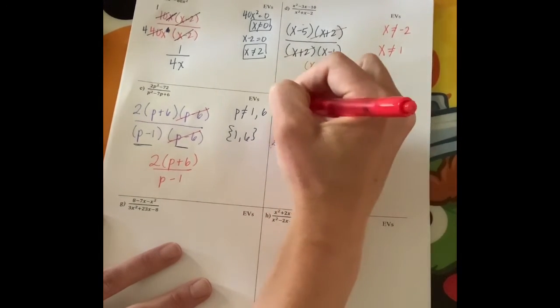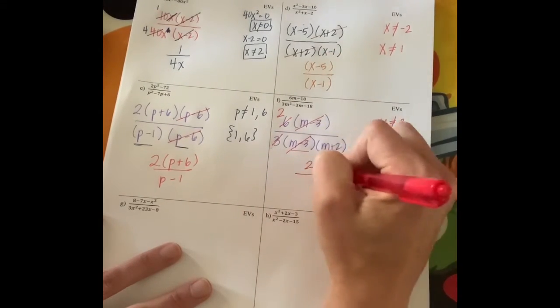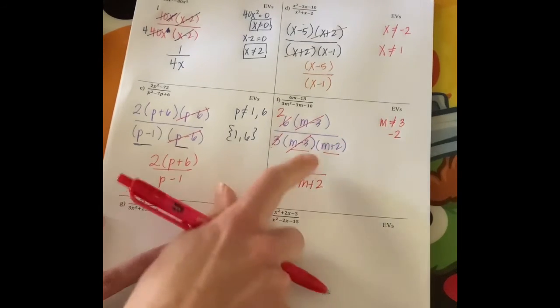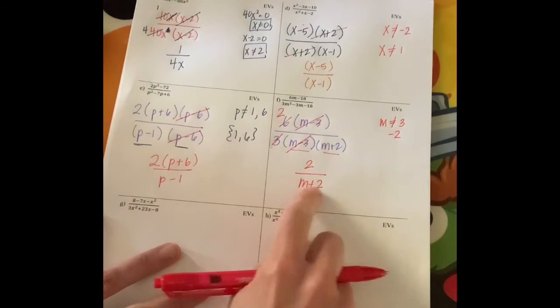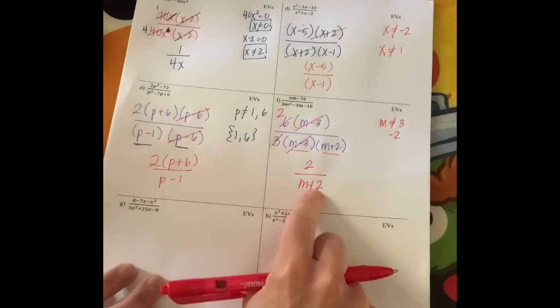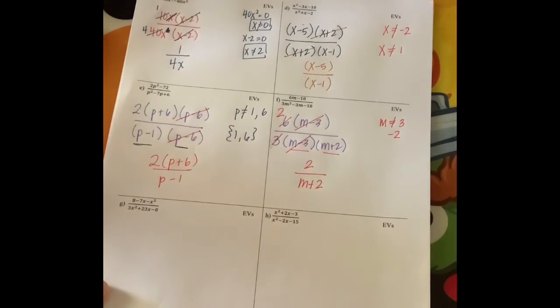6 and 3 are both divisible by 3. So that would become 2 on top by itself over m plus 2. These two can't cancel because this 2 is technically kind of married to this m, is kind of how I think of it. So this m plus 2 can only cancel with another m plus 2.